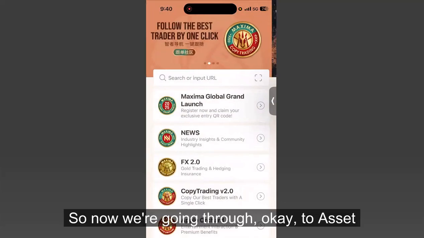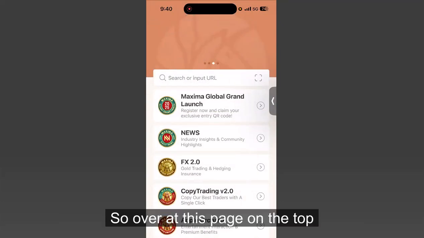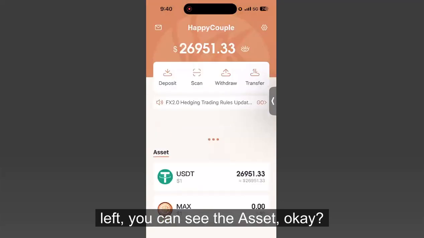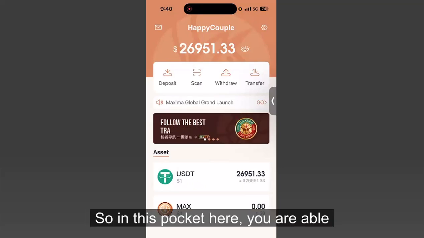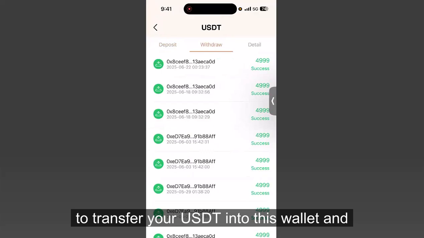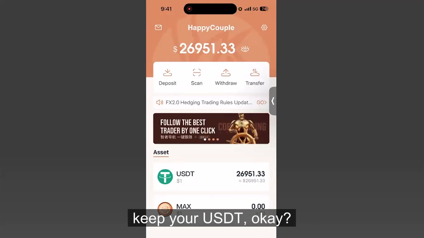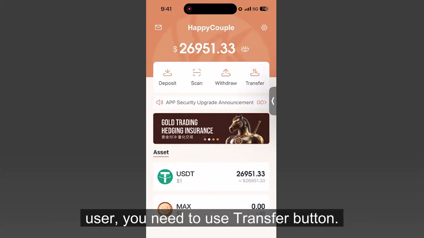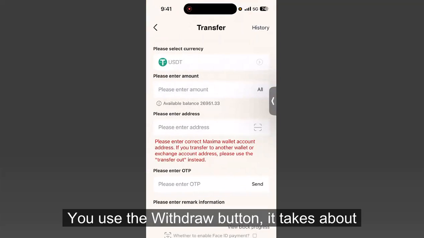Okay, so now we're going through to asset wallet. So over at this page on the bottom left, you can see the asset. Okay, so over here at the asset page is where you keep your USDT. So in this pocket here, you are able to transfer your USDT into this wallet and withdraw out from this wallet. So it is a crypto wallet that you keep your USDT. Okay, so from here, if you want to transfer your USDT to your friends that's also a Maxima user, you need to use the transfer button. Don't use the withdraw button. Okay, you use the withdraw button, it takes about 1 day.